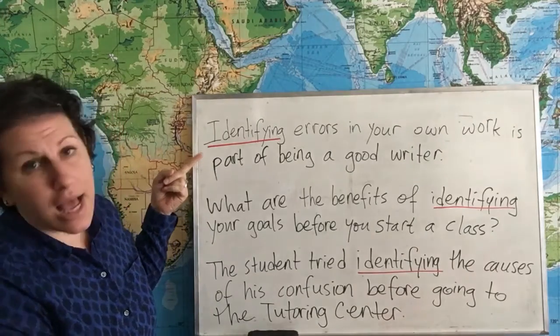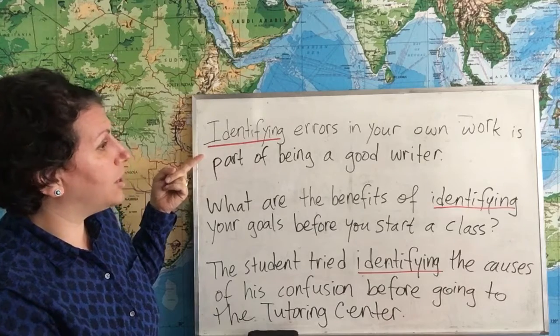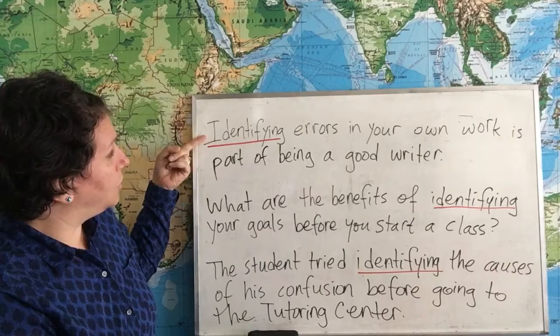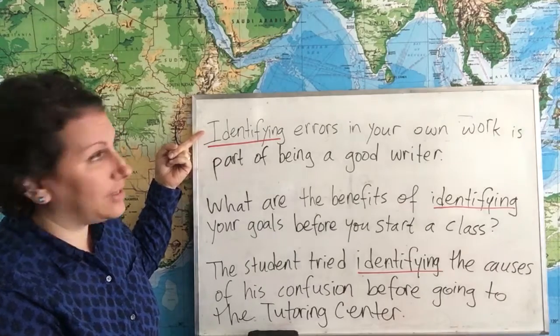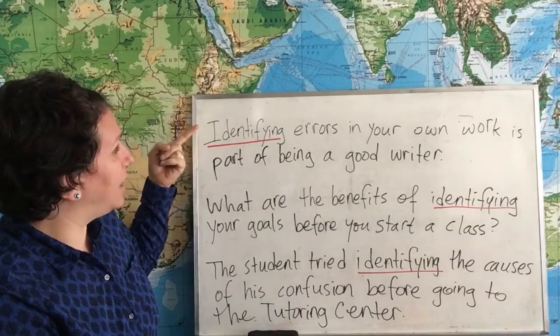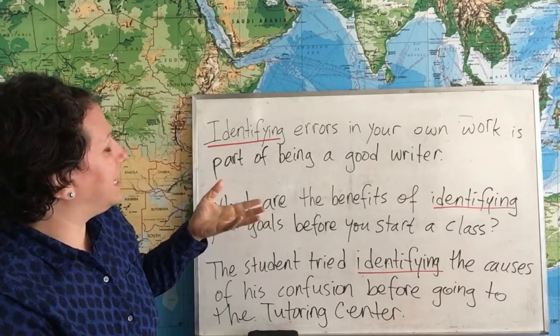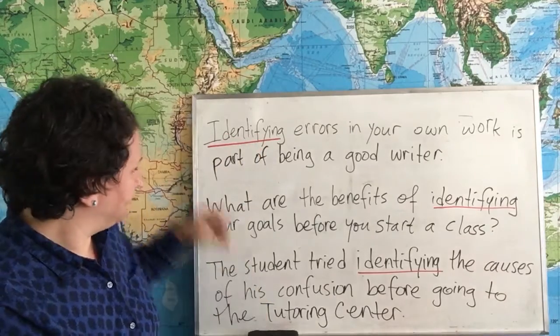And here's the sentence. Identifying errors in your own work is part of being a good writer. So this verb has now become a noun, effectively, being the subject of the sentence, what the whole sentence is about, this idea of identifying.